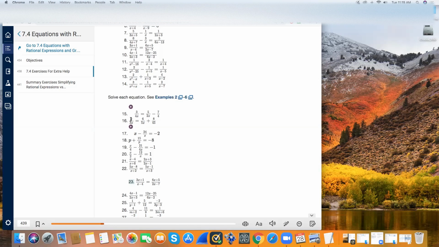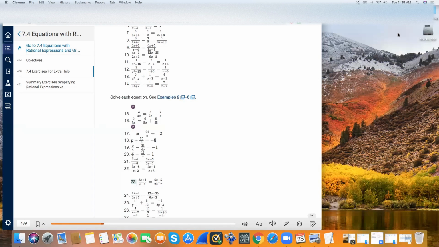So 2 over 3x equals 6 over 5x plus 8 over 45.